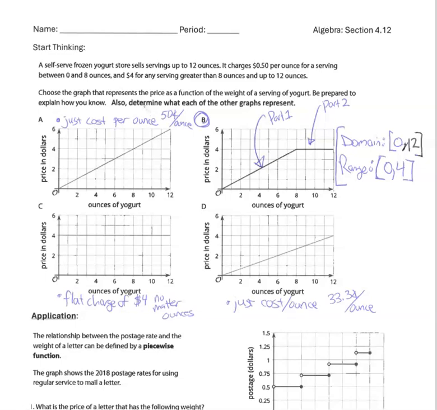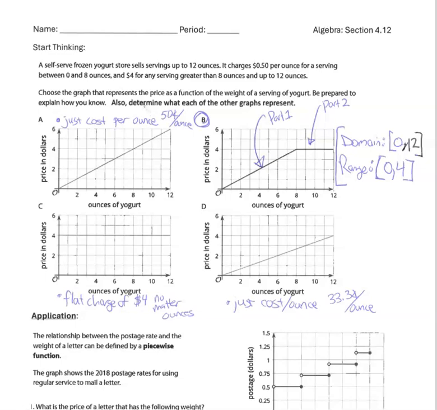When we look at C, it's hard to see on this one, but you can see it on your version. There's a flat line at 4. So that is saying for 1 ounce, 2 ounces, 3 ounces, 4.7 ounces, any of those, it's always going to be an output price of 4. So that is just a constant price of 4 no matter how many ounces between 0 and 12 ounces.